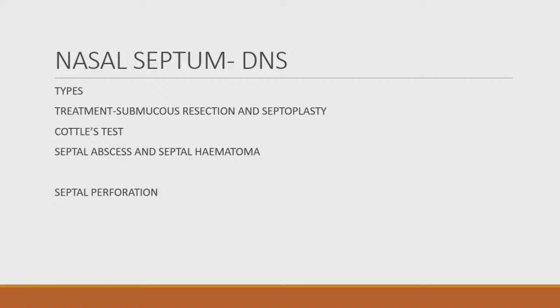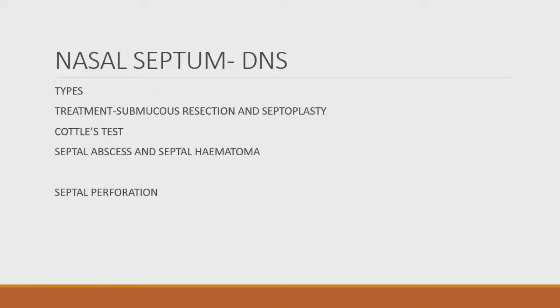In submucous resection, we elevate flaps on both sides of the septum and the deviated part is resected, whereas in septoplasty, whatever one-sided flap is elevated, only removal of the deviated part of the septum may be seen.